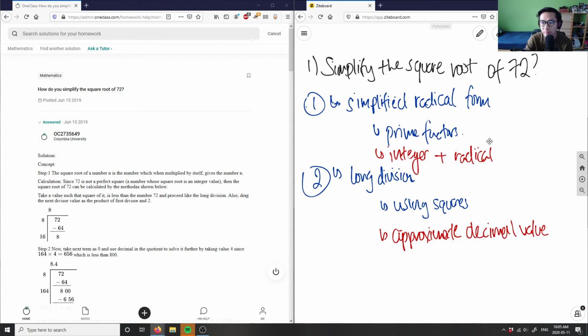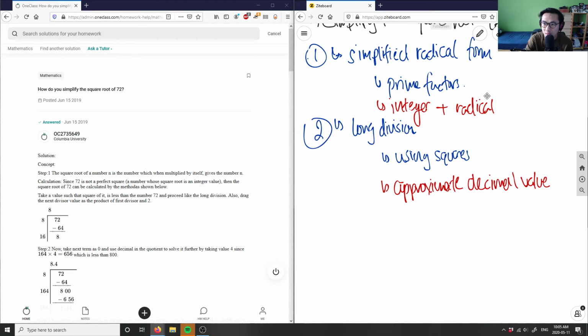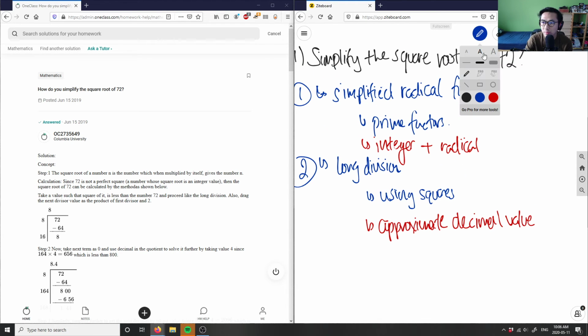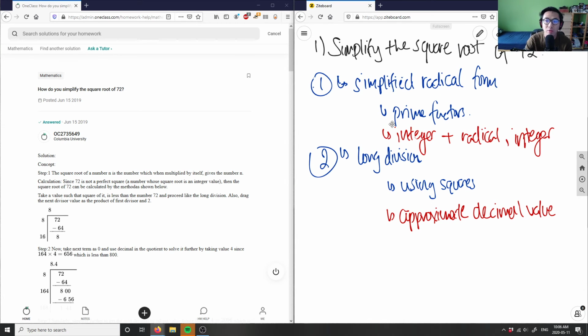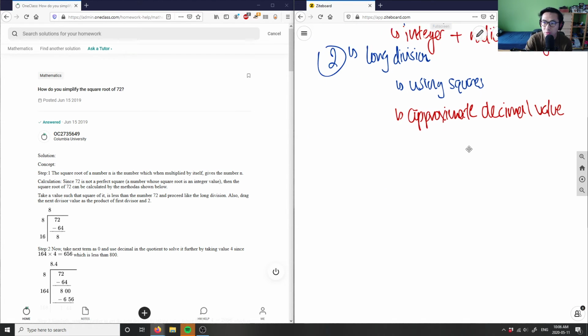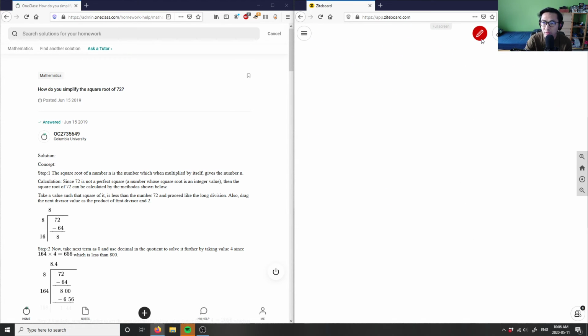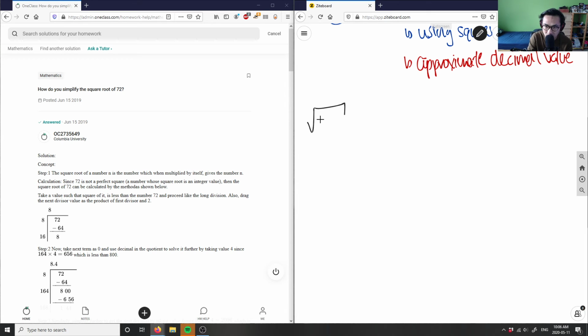Let me show you what simplified radical form means. This is a simplified radical form using prime factors, and our answer here should be an integer plus a radical, or even just an integer. Let me include that, or just an integer. So let's use simplified radical form, and then I'll walk over the solution for long division here. So in simplified radical form, I would have to write our problem here, which is the square root of 72, right? So we have the square root of 72.